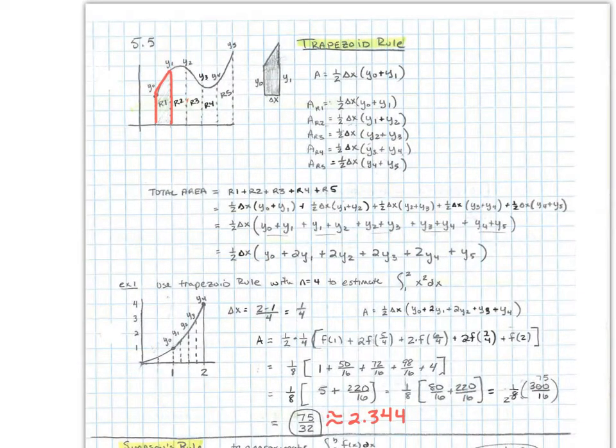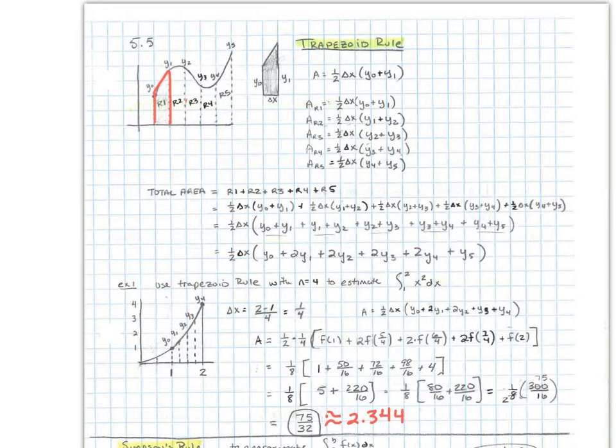75/32 is approximately 2.344. If you actually did the integral, it comes out 2.333, so a pretty darn close, accurate estimation.